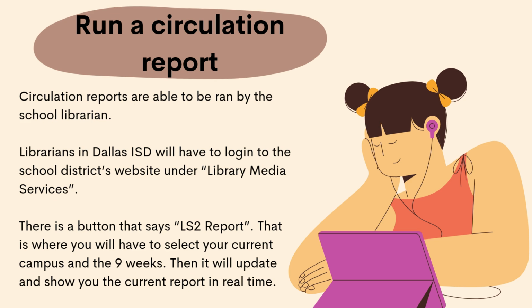That is where you will have to select your current school campus, and then you will select which 9 weeks. Our school district goes by 9 weeks instead of 6 weeks. Then it will update and show you your current report in real time. It will show you books that are checked out. It will have the ebooks as well. So those are the main two important things that are looked for in the circulation report.